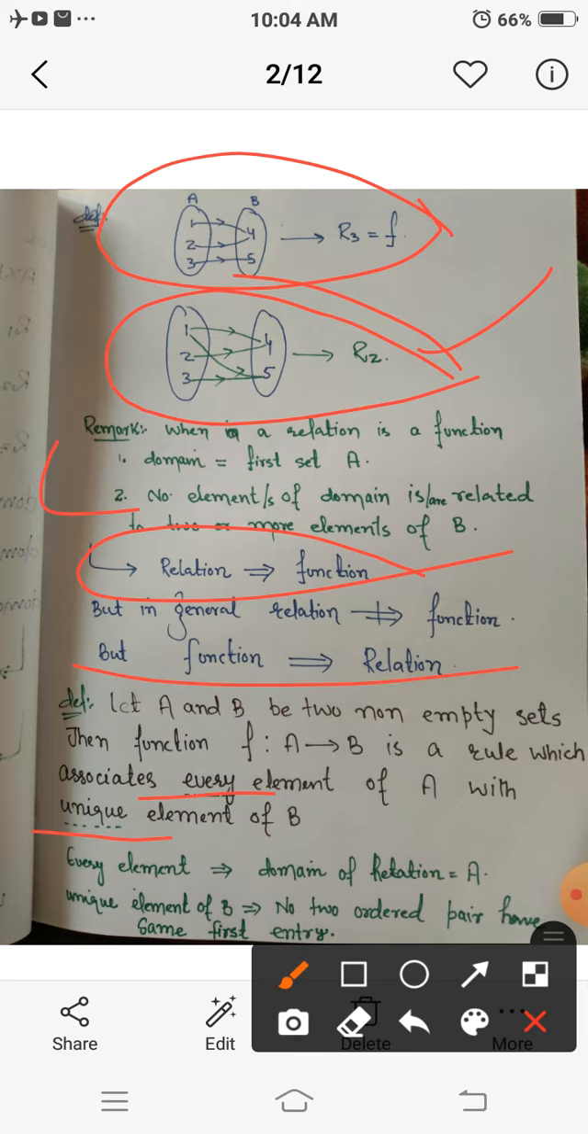When every element is related, the domain is the whole set A, and a unique element of B means no two ordered pairs have the same first entries, means every element of A is related with a unique element of B, means no two elements of A have the same first entries. Like in R2 here, 1 4 and 1 5. So this means that uniqueness is affected here, because 1 is related with two elements, that is element 4 and element 5.